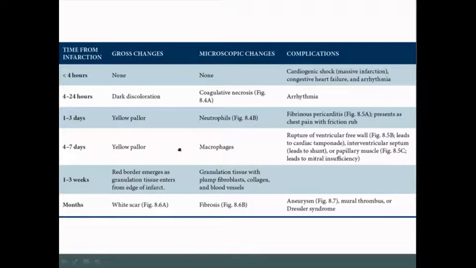And so what's the key complication during the macrophage phase? Rupture. That's the single word you want to remember. For example, if you had infarction of the ventricular free wall, that could rupture, resulting in cardiac tamponade.